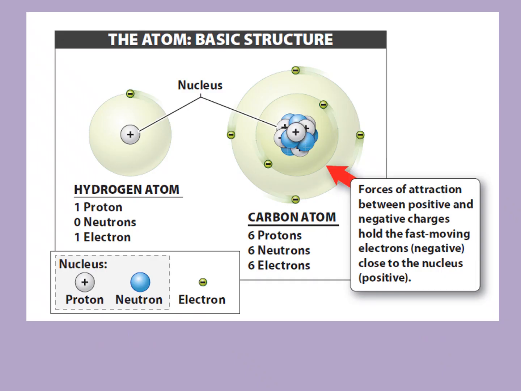So the basic structure of your atom: there's a balance that's kept here. Electrons are always in motion, and if you have one proton of a positive charge, then you have one electron of a negative charge. So that being said, you have your hydrogen atom and then a carbon atom as an example here. For hydrogen, you have one proton, no neutrons, and one electron. But for the carbon atom, you have 6 protons, 6 neutrons, and 6 electrons. The forces of attraction between the positive and negative charges, that's what keeps the electrons close to the nucleus.